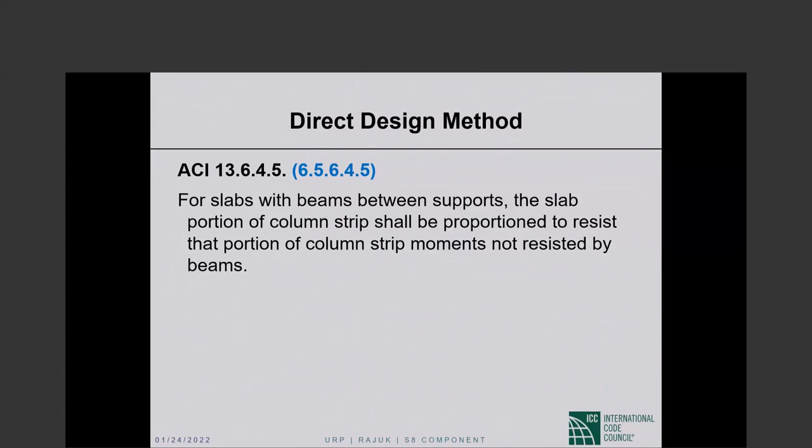So for slabs with beams between supports, the slab portion of column strip shall be proportioned to resist that portion of column strip moment not resisted by beams. Okay, if the column strip includes a column line beam, then part of the moment will be resisted by the two strips of slab on the two sides of the column and the remainder by the beam. Okay, that's all we are saying.